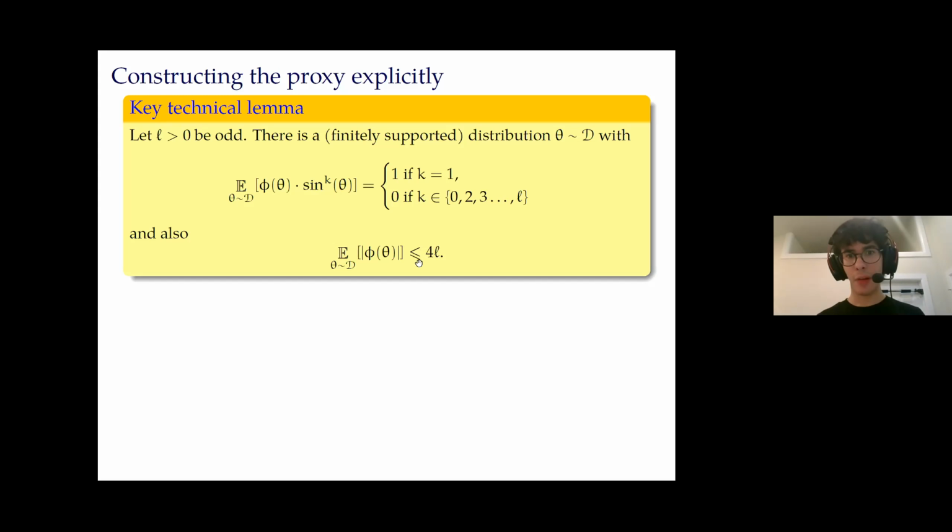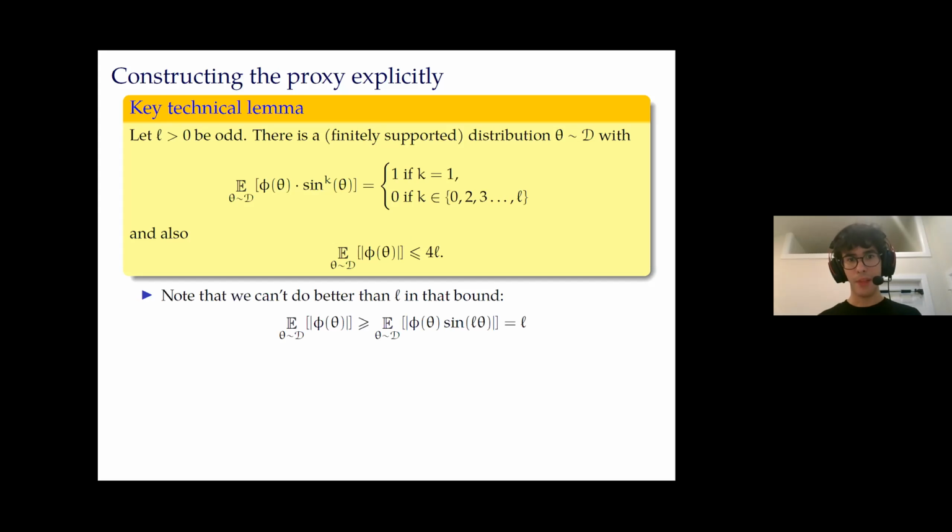So we have this bound of 4L here, but I just wanted to point out, to give some intuition, that we cannot do any better than L for this problem, just to give you a flavor of why this is a reasonable estimate. And that is because for any such phi that satisfies the first condition of the powers, we can write this lower bound here.